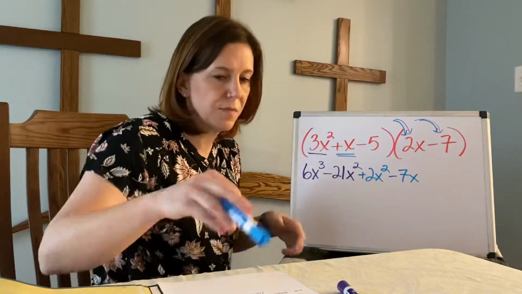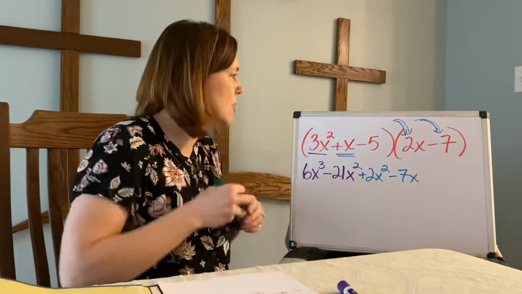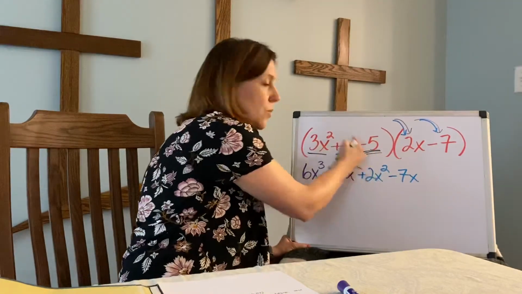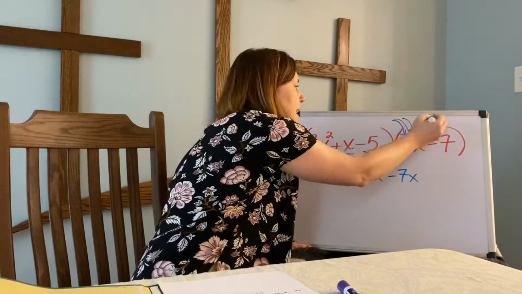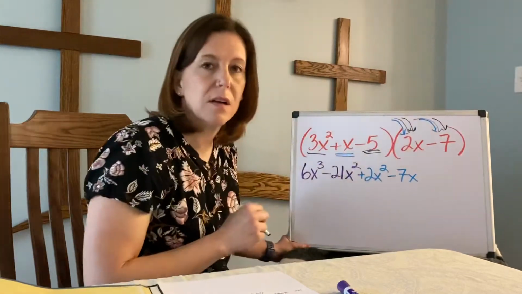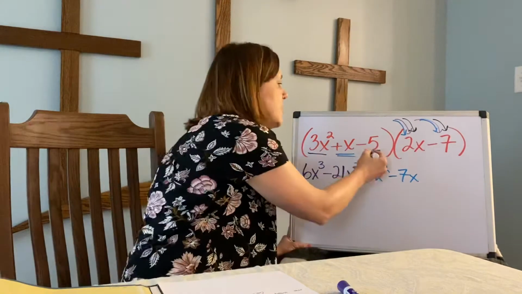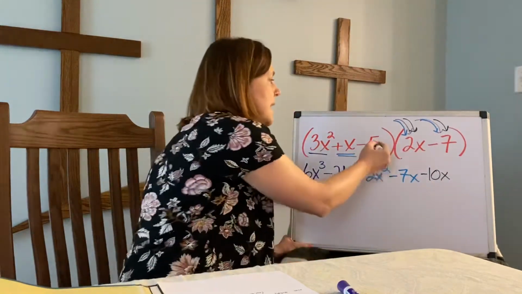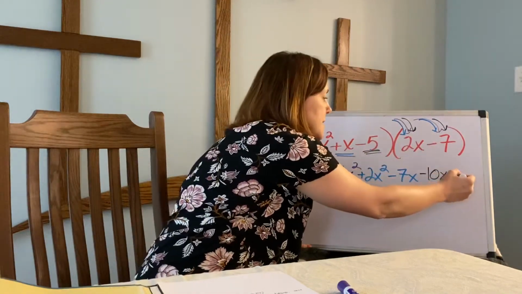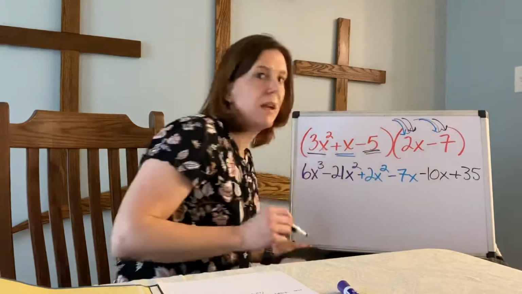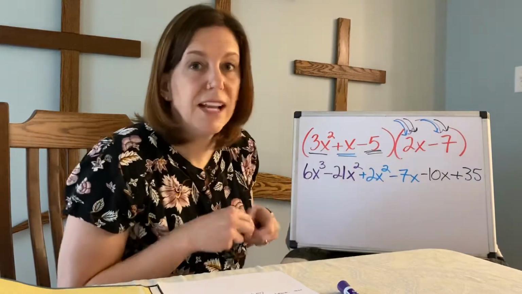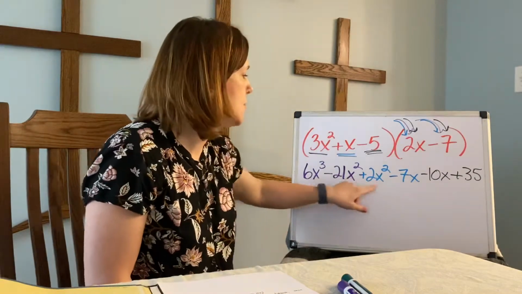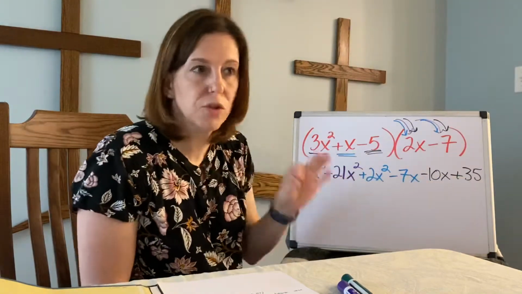I don't have my 6 terms yet. I know I still have one step to go. The last thing I'm going to do is multiply this third term with the sign by, again, both parts of that second quantity. Negative 5 times 2x gives me negative 10x. Negative 5 times negative 7 gives me positive 35. Now, I should see that I have 6 terms. 1, 2, 3, 4, 5, 6. Okay, so far so good.